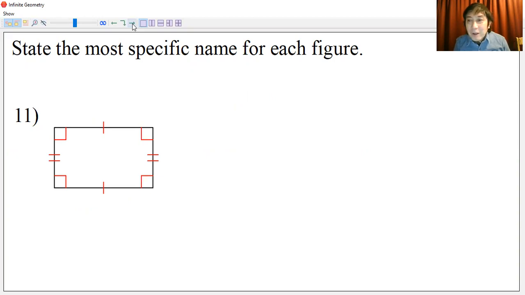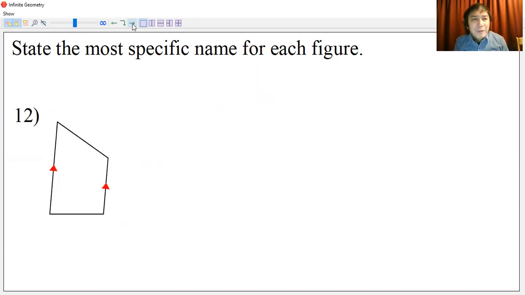Okay, this is another 4-sided closed figure with all 4 angles right angles, and then one pair of opposite sides congruent and another pair congruent. This must be a rectangle. Okay, so this must be a rectangle. There. And we can check and verify. Okay, let us check and verify. It's a rectangle. Okay, all right, so let's continue with the next, number 12 now.